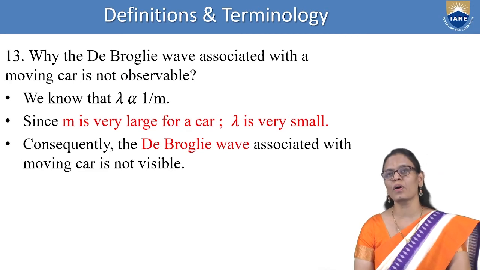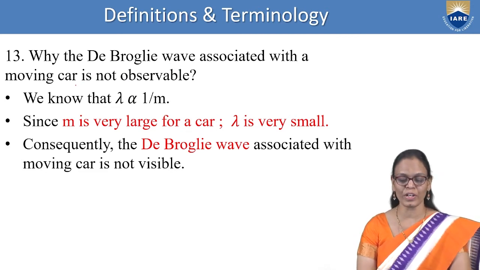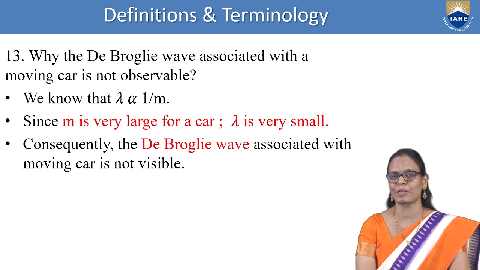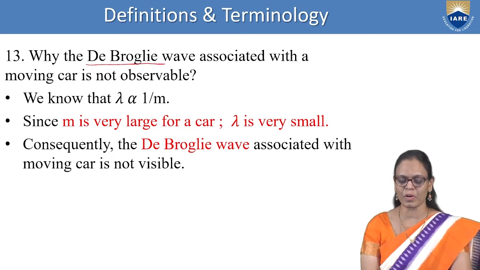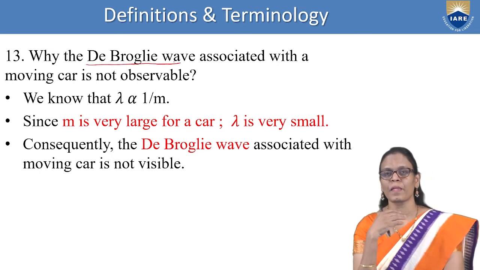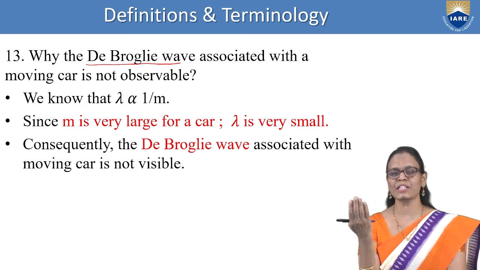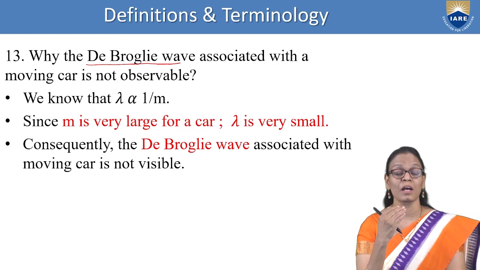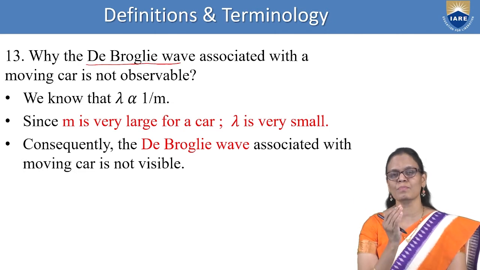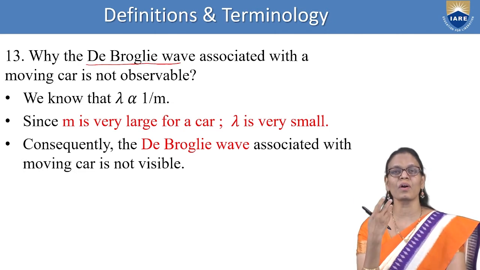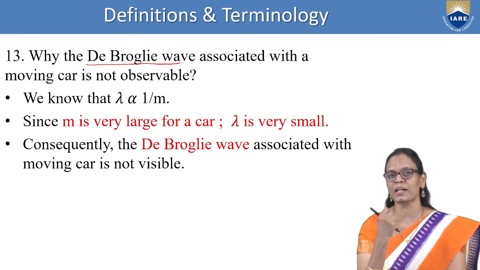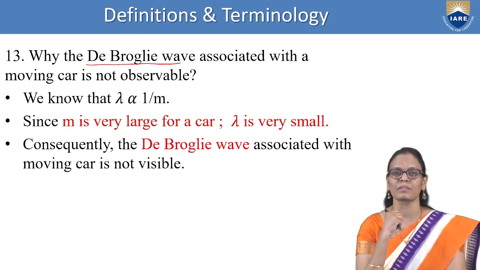Then why is the de-Broglie wave associated with a moving car not observable? We have already discussed the de-Broglie wave. What did de-Broglie say? If radiation can exhibit particle nature, particles also should exhibit wave nature. And he could prove it with the help of his de-Broglie wavelength. But now the question is, if a car is moving, then why are we not able to see the waves that are associated with it? Why are we not able to see the waves?